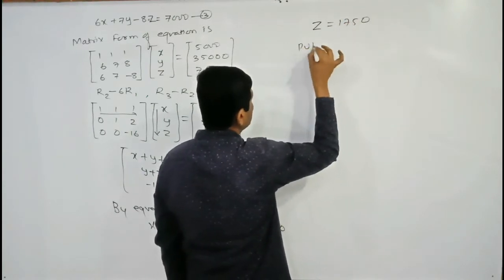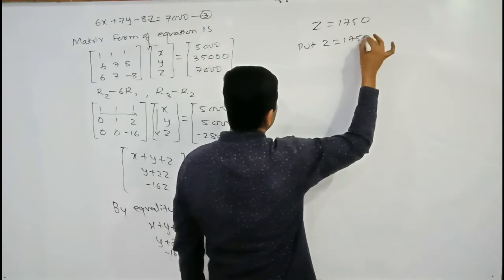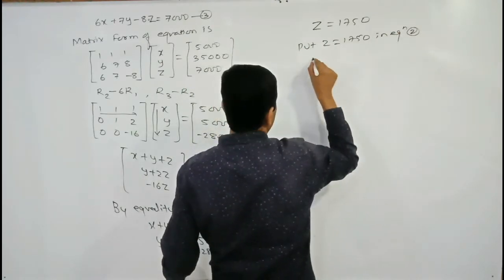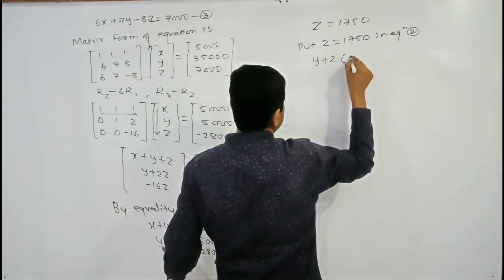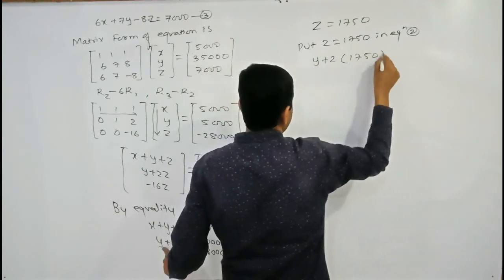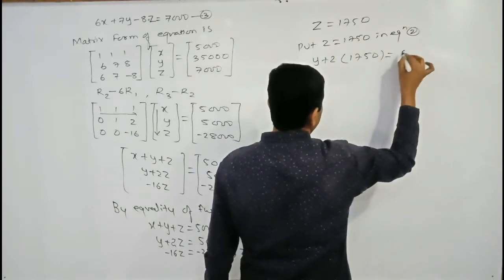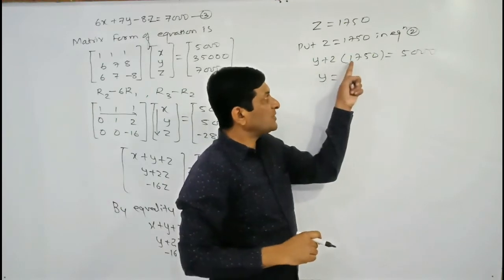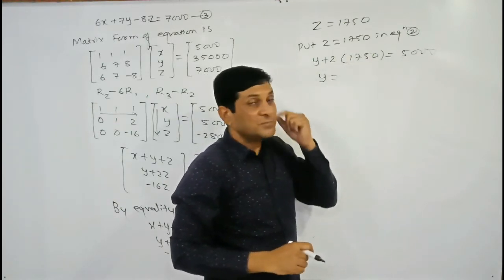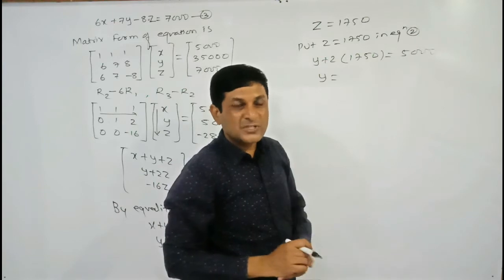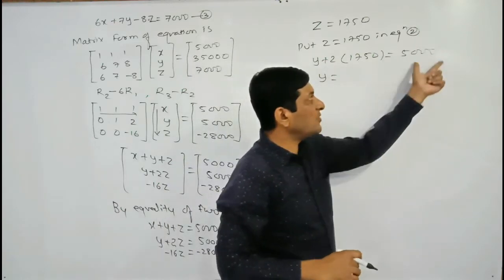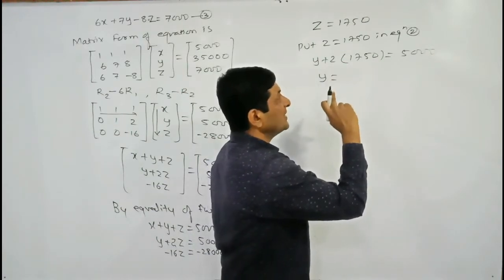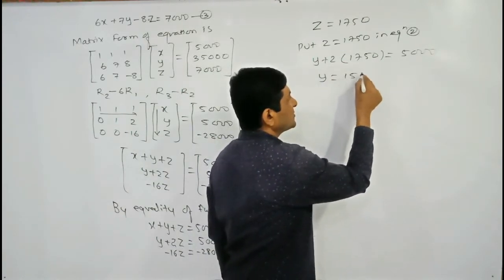Now substitute z equal to 1750 in equation second. So observe the equation second, y plus 2z, but z is what? 1750. On this side keep 5000 as it is, which implies that y is equal to 5000 minus 2 into 1750, that is 3500. Plus 3500 on this side will become minus 3500, and 5000 minus 3500 will be equal to 1500.